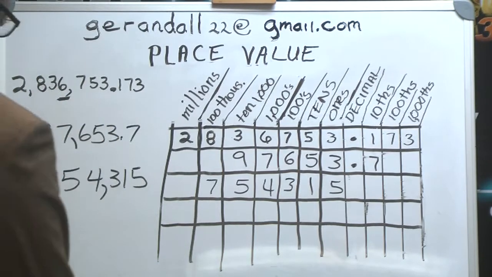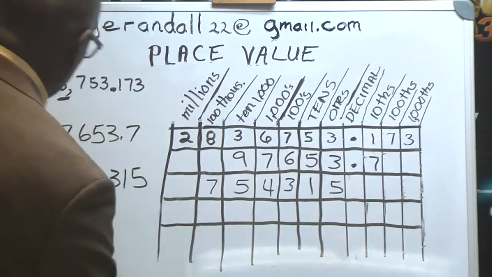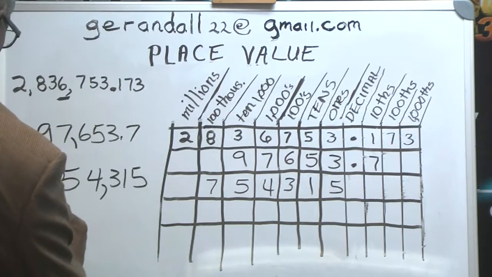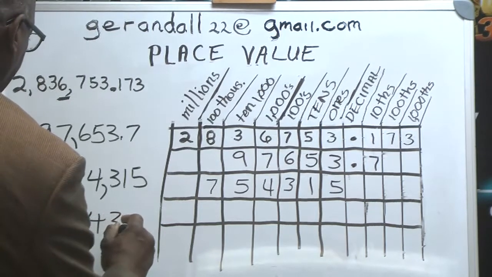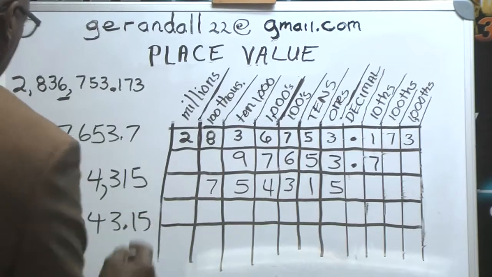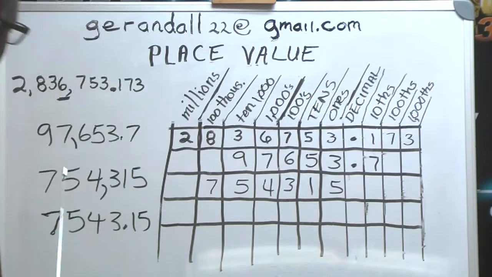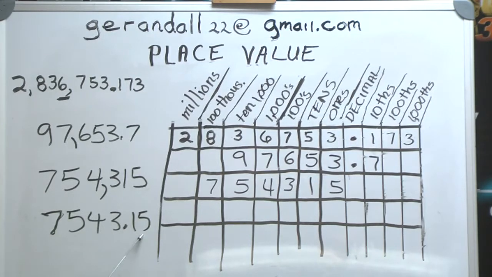And that would look like this. And as you can see, 7,543 and 1,500 is a lot less than 754,315. If you had a salary, I think you'd want this one. And that would be your six-figure income.